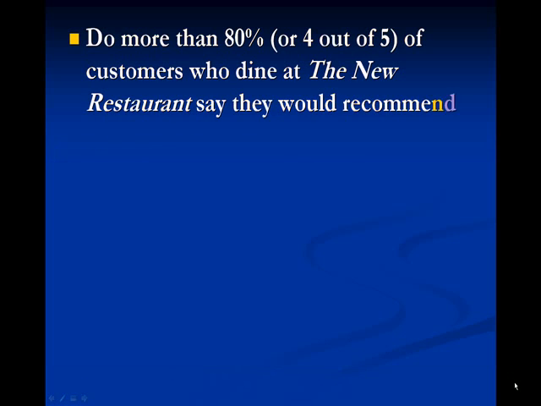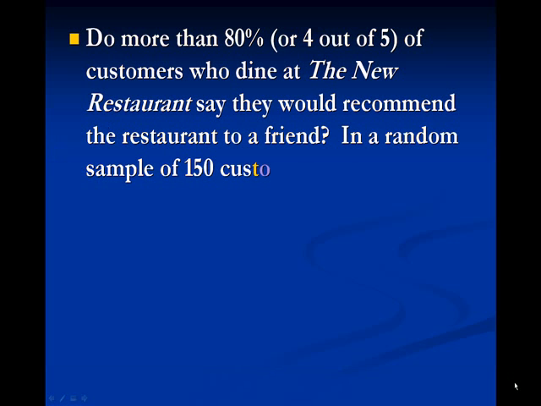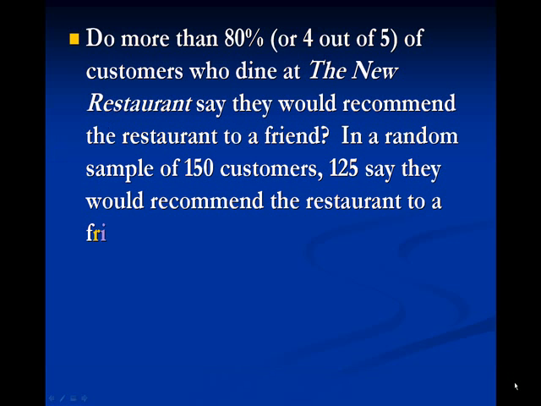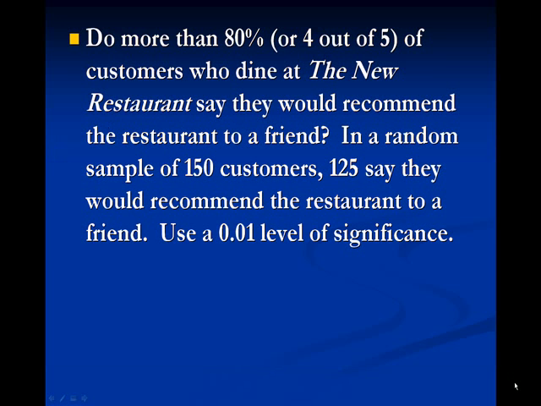So in this problem, we want to know if more than 80% of customers who dine at the new restaurant would recommend that restaurant to a friend, or at least say they would recommend the restaurant to a friend. So we take a random sample of 150 customers, 125 of whom say they would recommend the restaurant. We use a 0.01 level of significance.